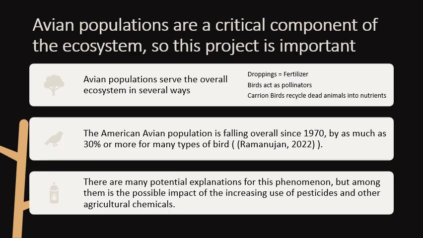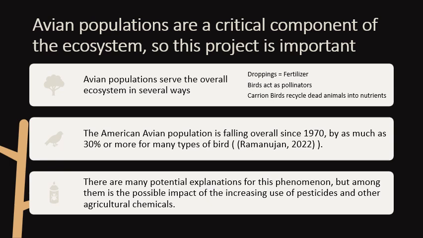So this project's importance is stressed by the fact that avian populations are a critical component of the ecosystem. For starters, avian populations serve the overall ecosystem in many ways. Bird droppings serve as a fertilizer for crops. Birds of various sorts act as pollinators for various crops. And carrion birds recycle dead animals back into nutrients, returning those nutrients into the ecosystem.